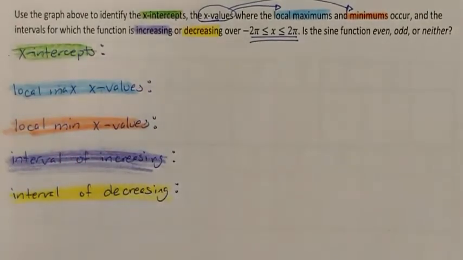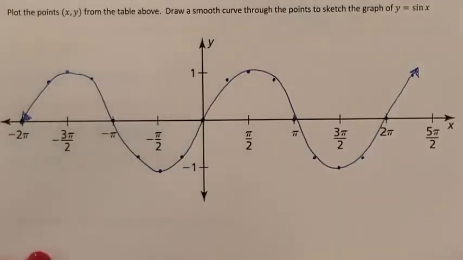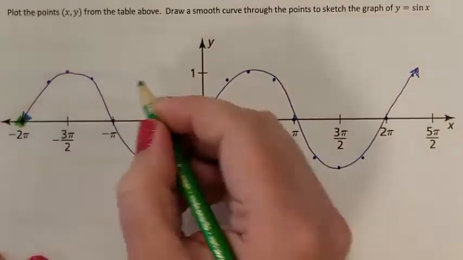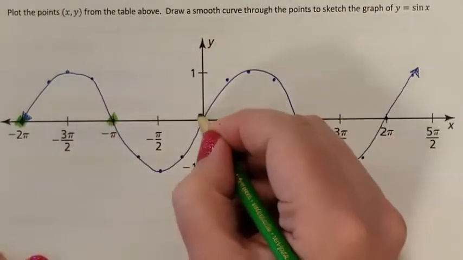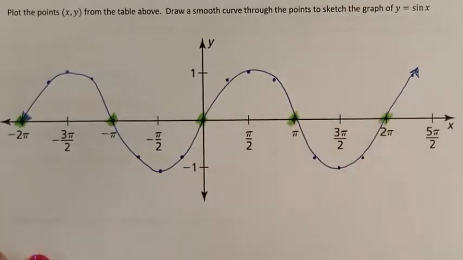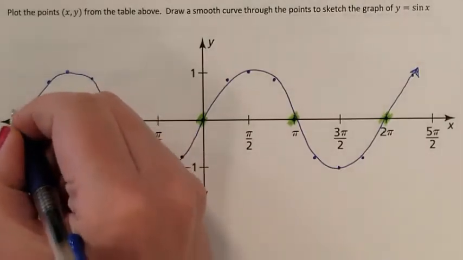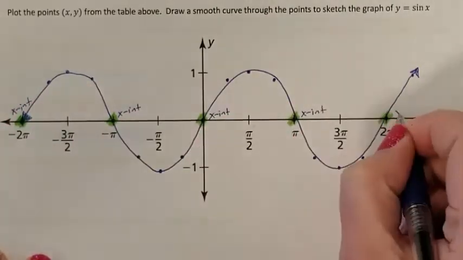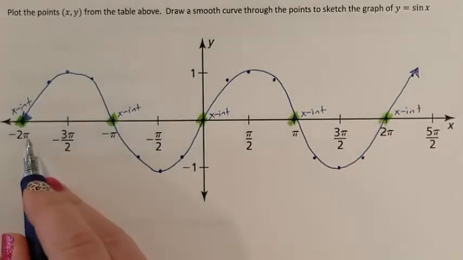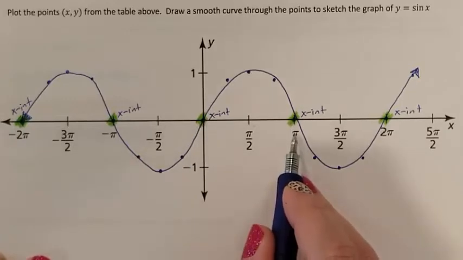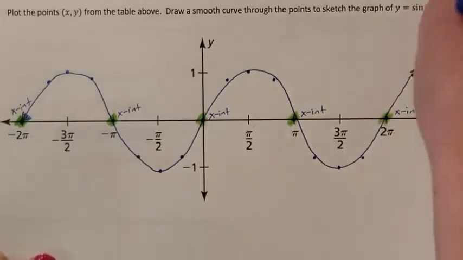So let's go ahead and look at our graph. First, we're being asked to find our x-intercepts, and I was using green. X-intercepts are where we cross the x-axis. So this right here is an x-intercept, x-intercept, x-intercept, x-intercept, x-intercept. So all of these green values are our x-intercepts. So this is at negative 2 pi, negative pi, 0, pi, and 2 pi. So let's go ahead and get that written down.